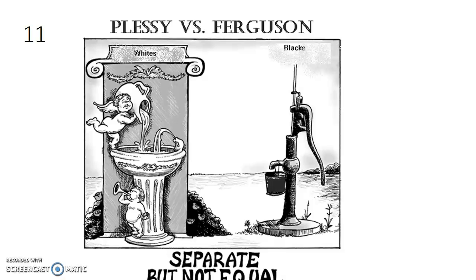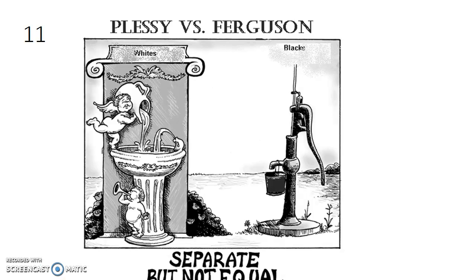All right, 11 is Plessy versus Ferguson. This is actually part of the civil rights movement, and it's actually during the Gilded Age. The topic is making Jim Crow laws legal, so separate but equal. Before this, African Americans were free after Reconstruction. After this, it makes segregation legal.